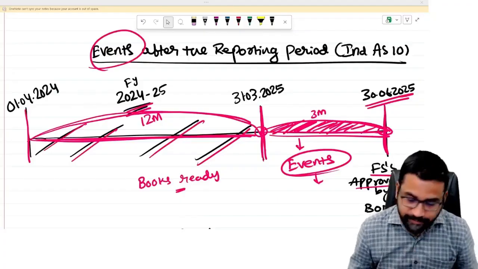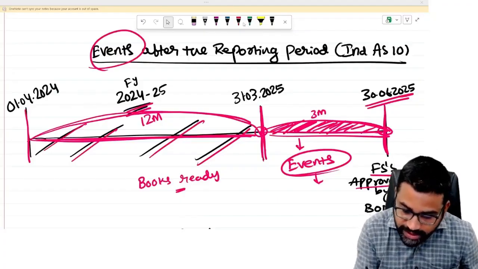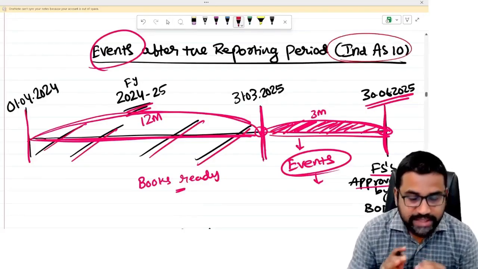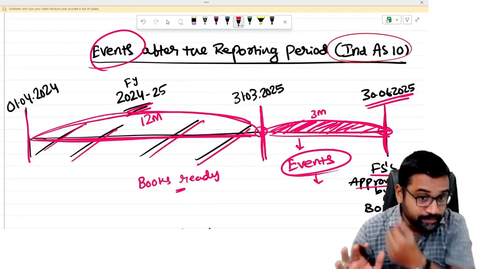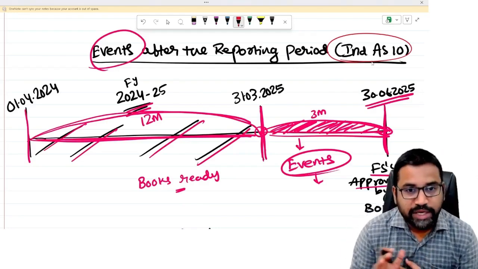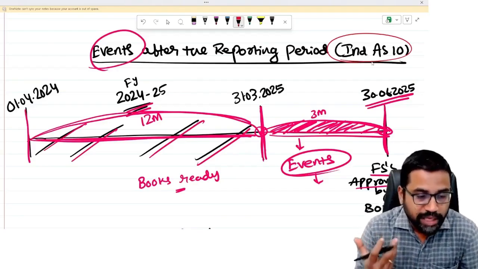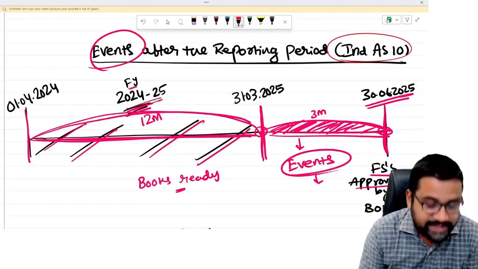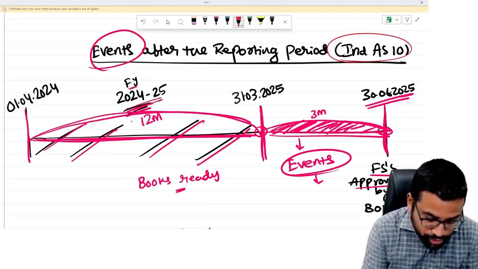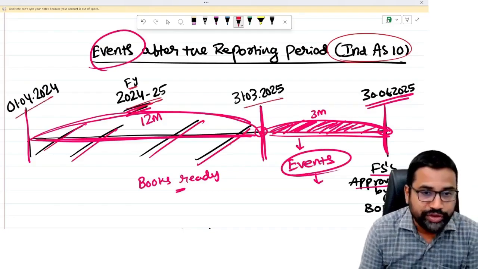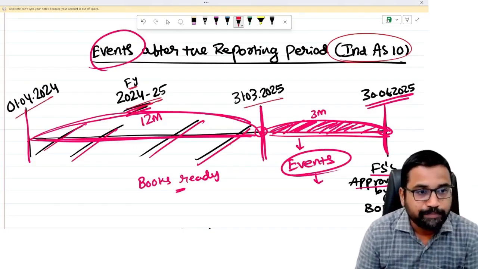So the next standard for discussion is Ind AS 10, sir, which is about events occurring after the reporting period. Very simple standard, sir. Listen to me carefully. See, I will explain why this standard came, what is the main objective of this standard. Suppose for example, the financial year 24-25, sir. Now, you know this 1/4/2024 to 31st March 2025. So this year will be completed.